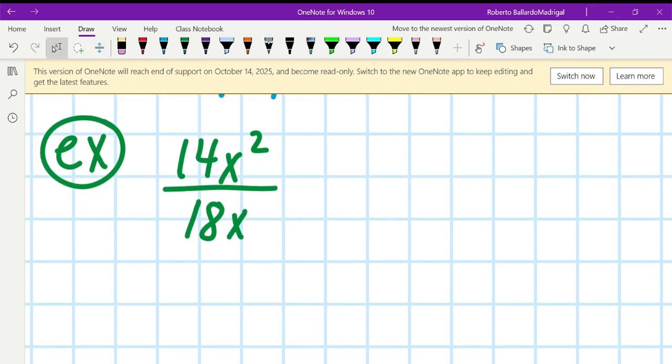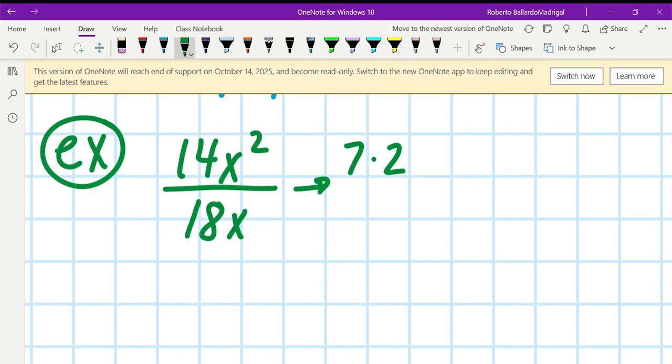Okay. So according to our steps, the first thing we have to do is to factor or find the GCF. Now, when we are looking for the GCF, we're actually looking to break this up into each of its components. So let me show you what I mean. 14 I can break up into what two numbers? What two numbers multiply to 14? 7 and 2. Okay, so I'm going to break up 14 into 7 times 2. And then what about x squared? What does x squared mean? X times x.